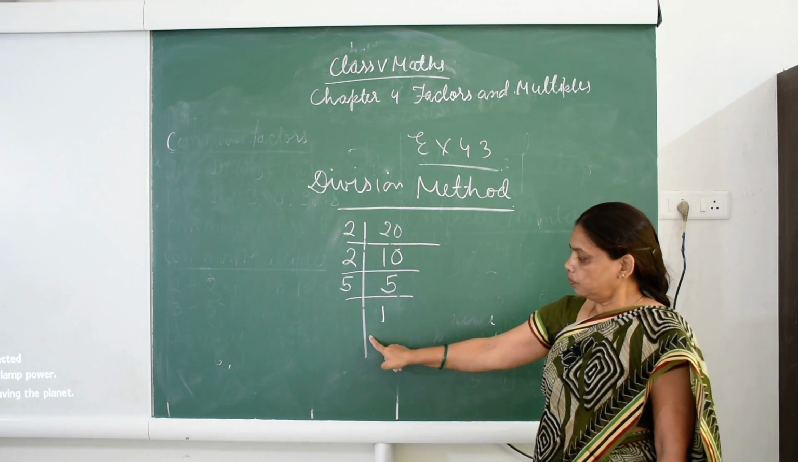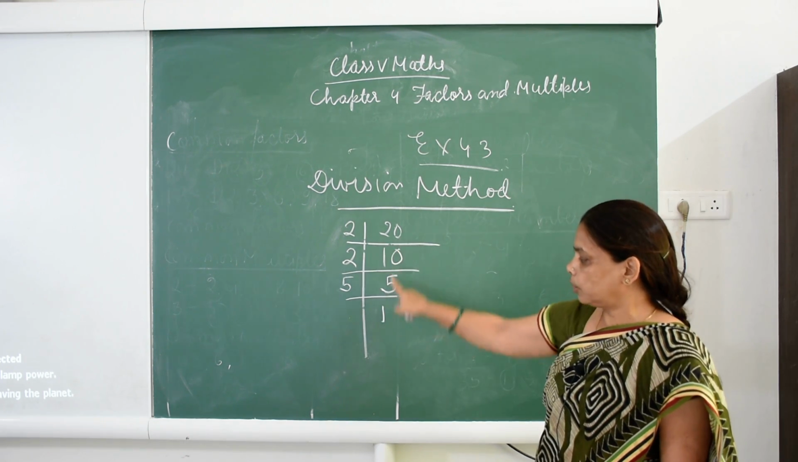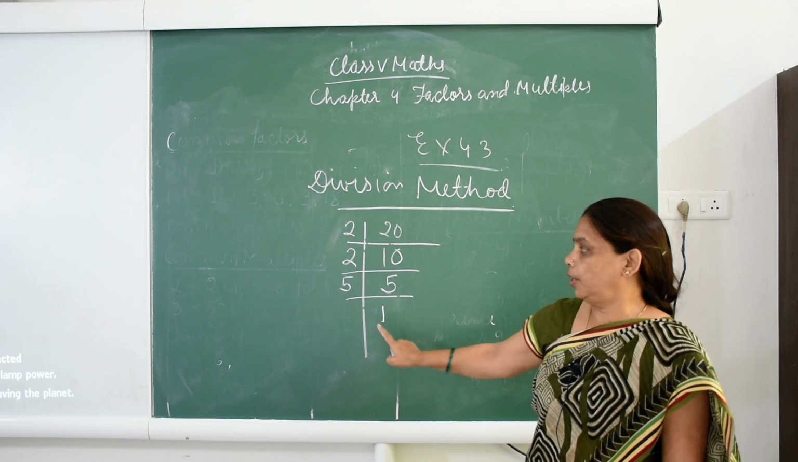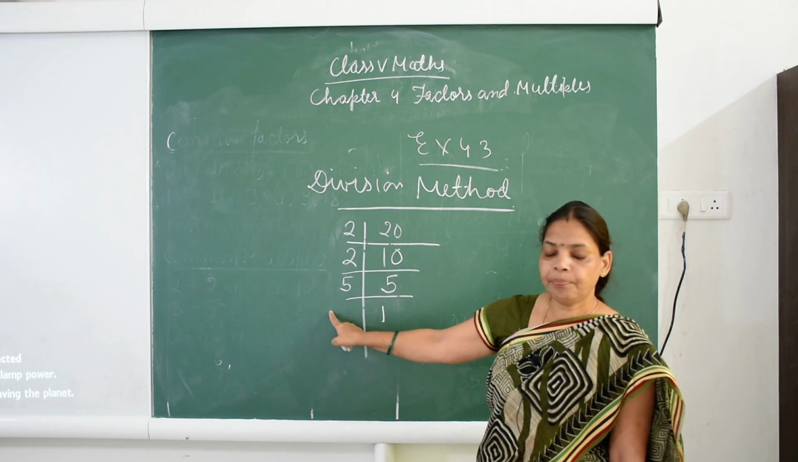We can do this until 1 comes at the last. We have to keep doing this until 1 comes here. All these are prime numbers. Look here, these are the prime numbers.